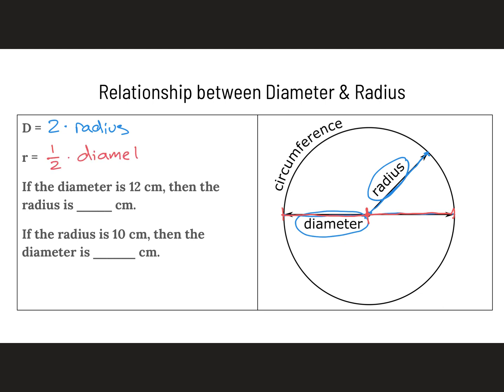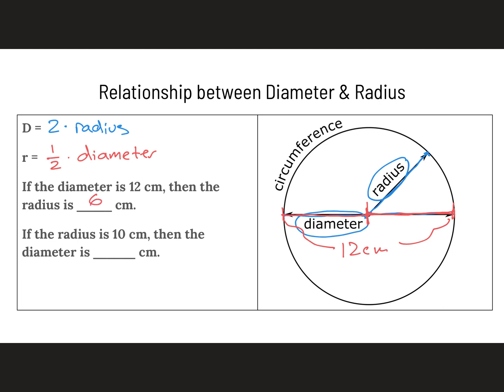So if I know one of these lengths, I should be able to find the other one. For example, if the diameter is 12 centimeters, so if this distance is 12 centimeters, then the radius is just going to be half of that. I would do 12 times a half, or 12 divided by 2, and my radius would be 6 centimeters.